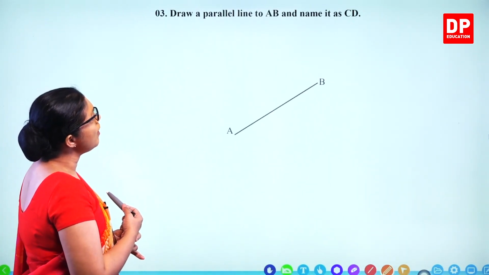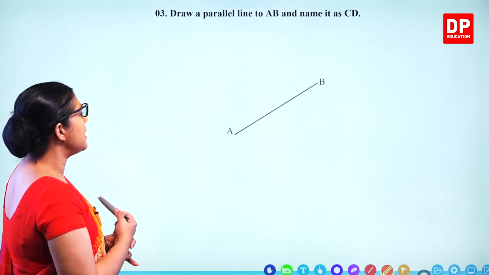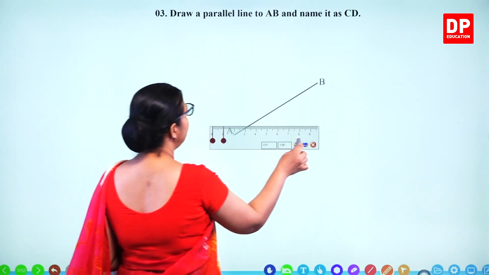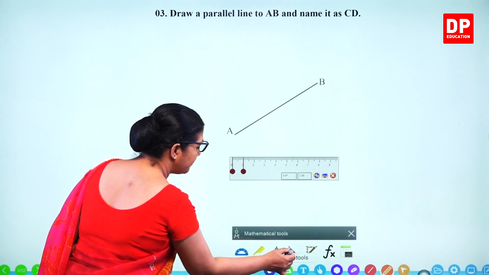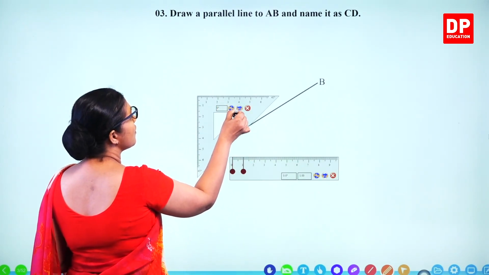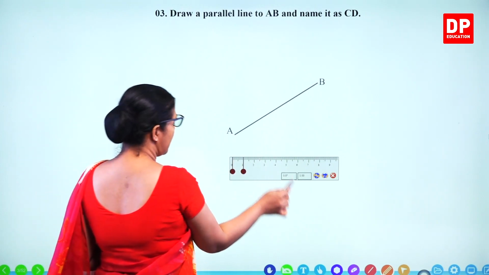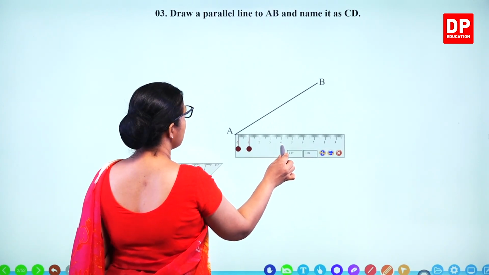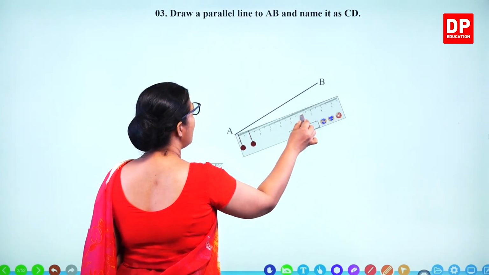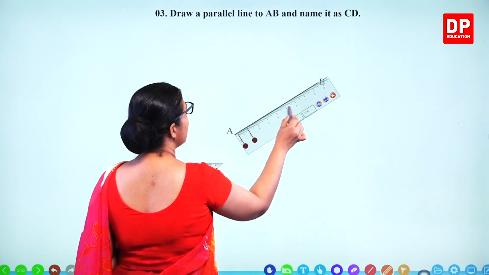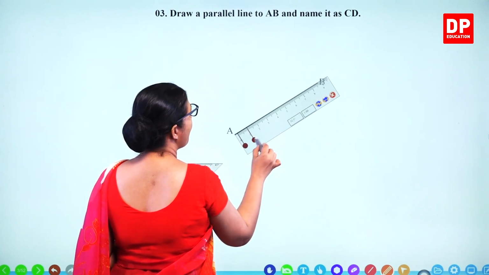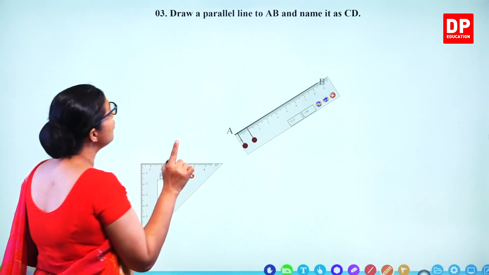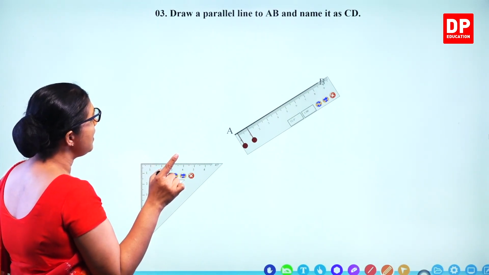Draw a parallel line to AB and name it as CD. How do you draw a parallel line? You need the ruler and the set square. So how do you use the set square for this? First, keep the ruler on top of this line. And then you need to draw a parallel line to AB and name it as CD.